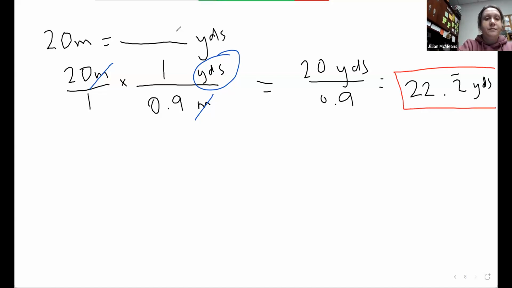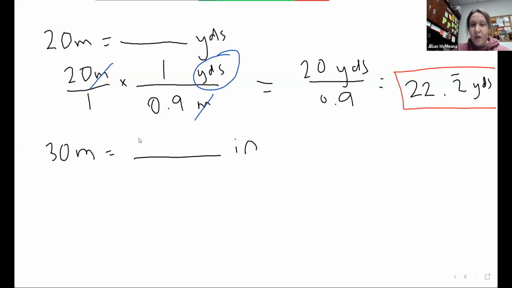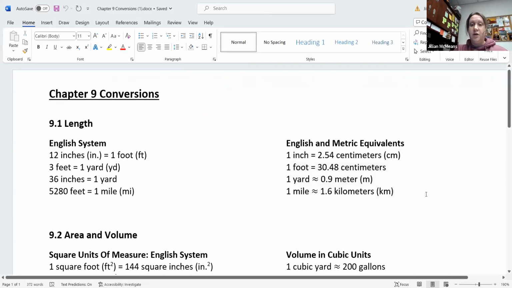All right, let's try another one. So let's say we have 30 meters, but this time we want to convert it to inches, okay? So let's see if we have an exact conversion that takes us from meters to inches. If not, we may have to do a little planning. So let's go to the conversion sheet. So when I look at this list right here, what I don't see is a conversion that takes me from exactly meters to inches, okay?